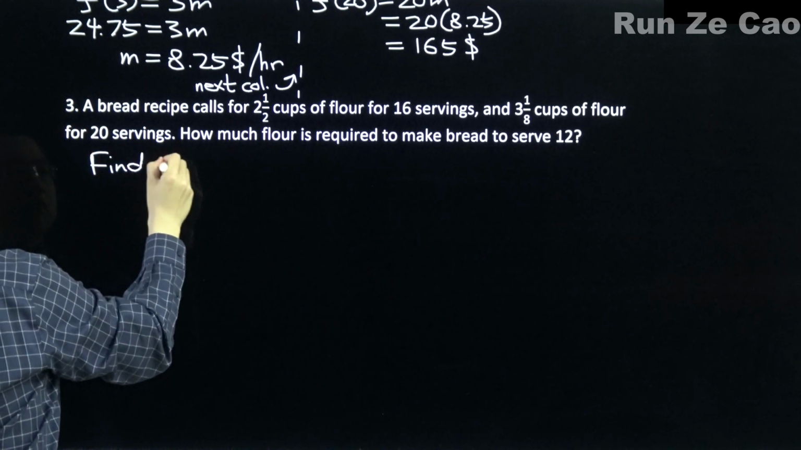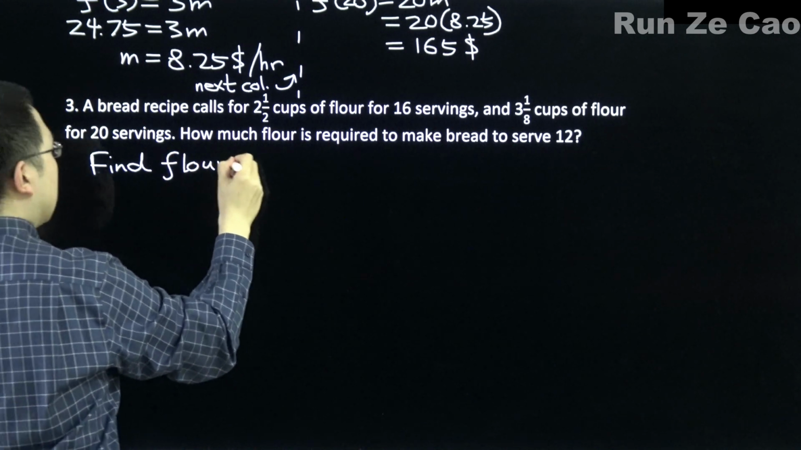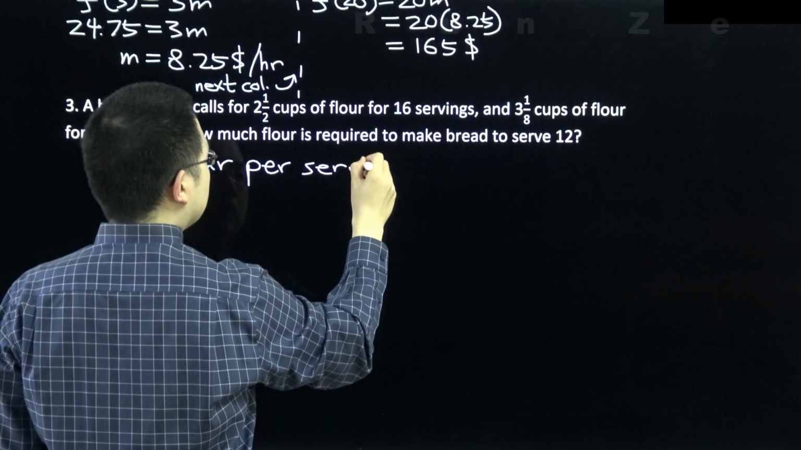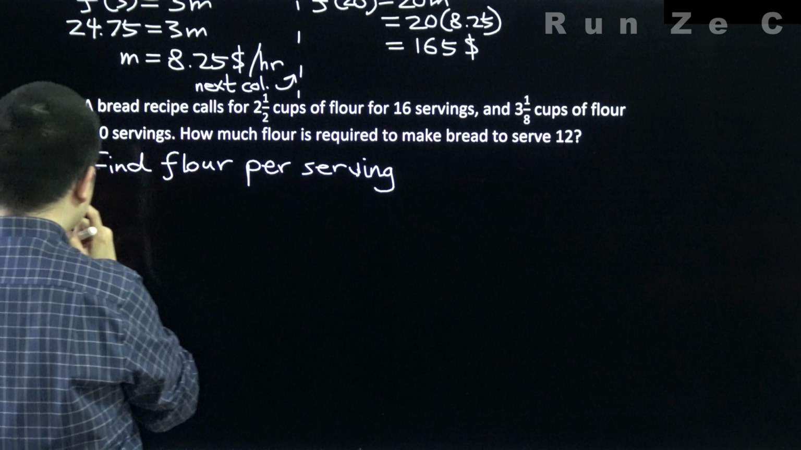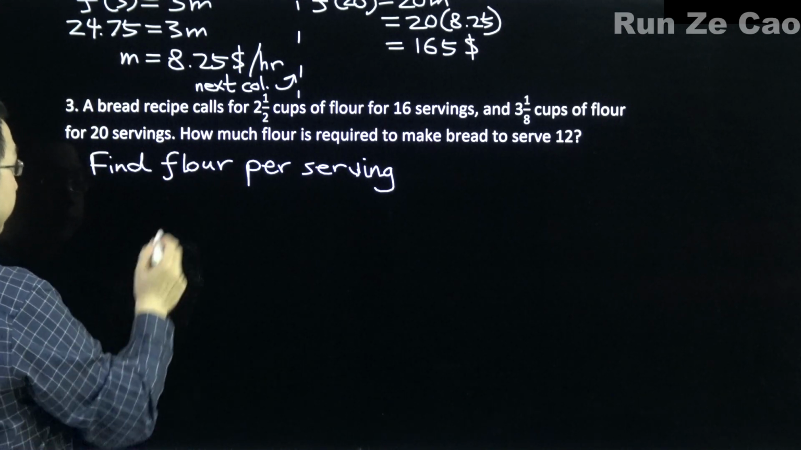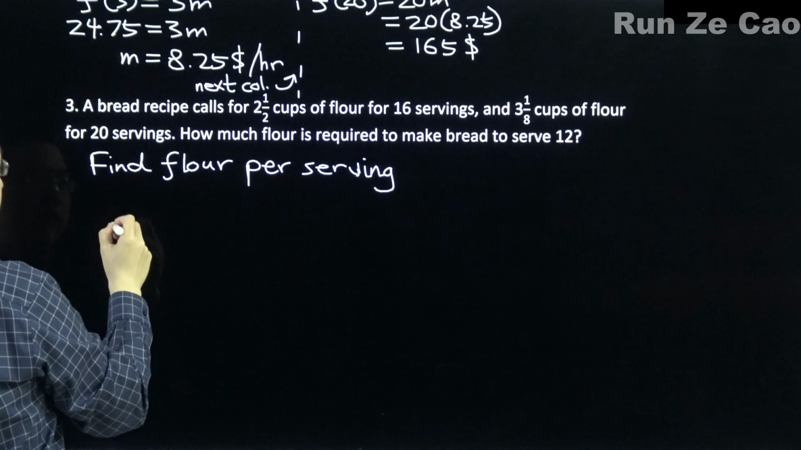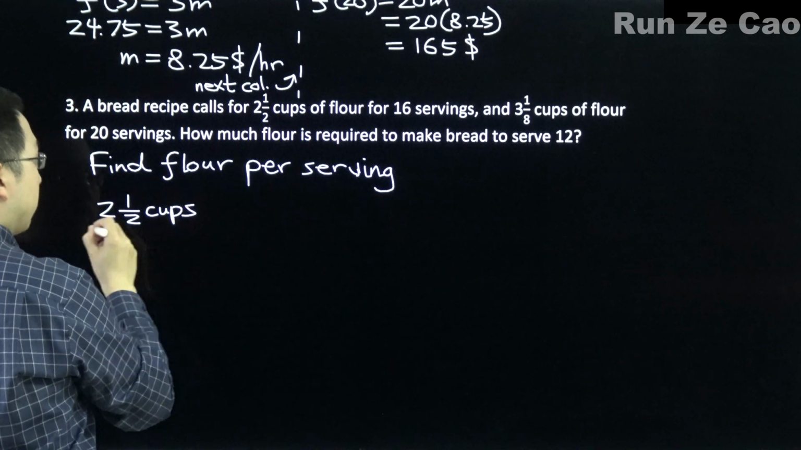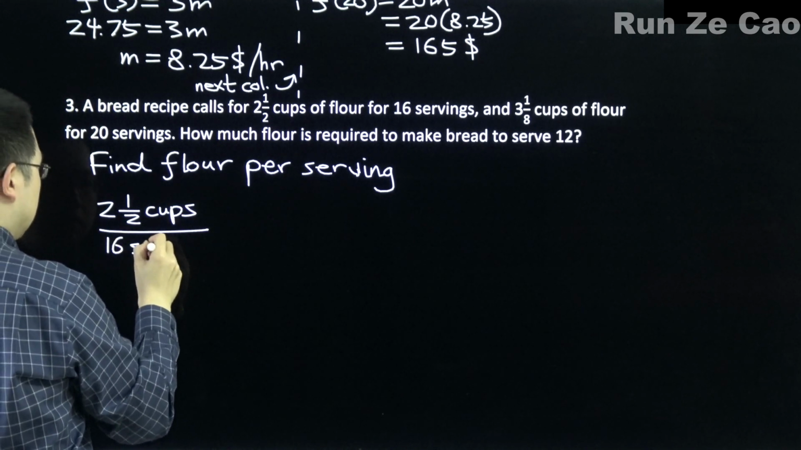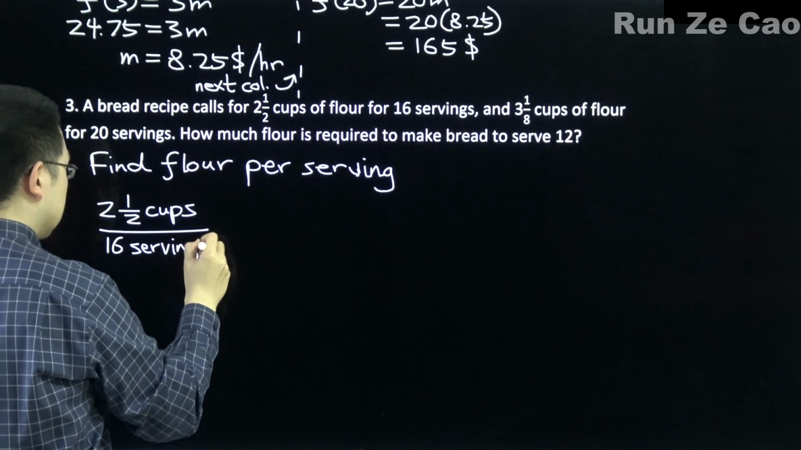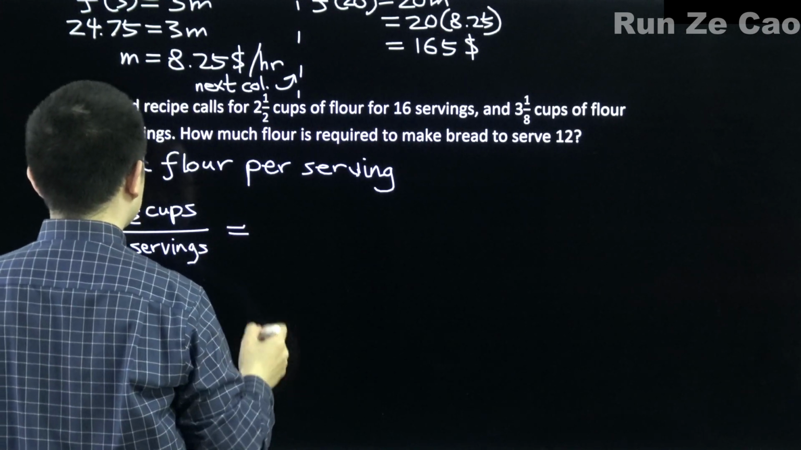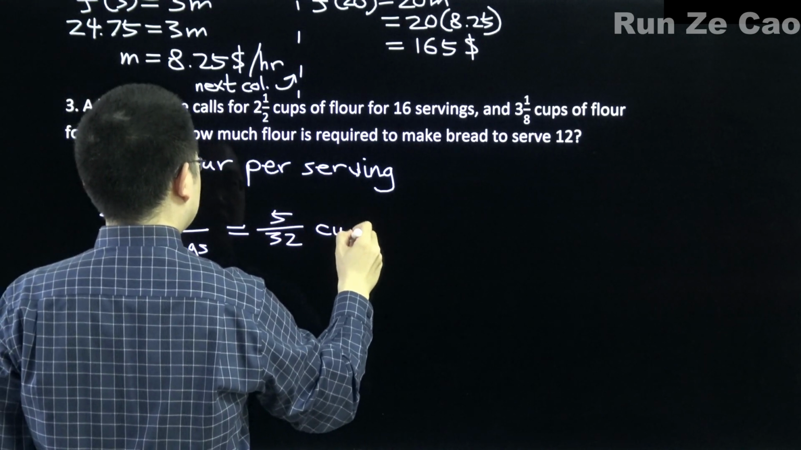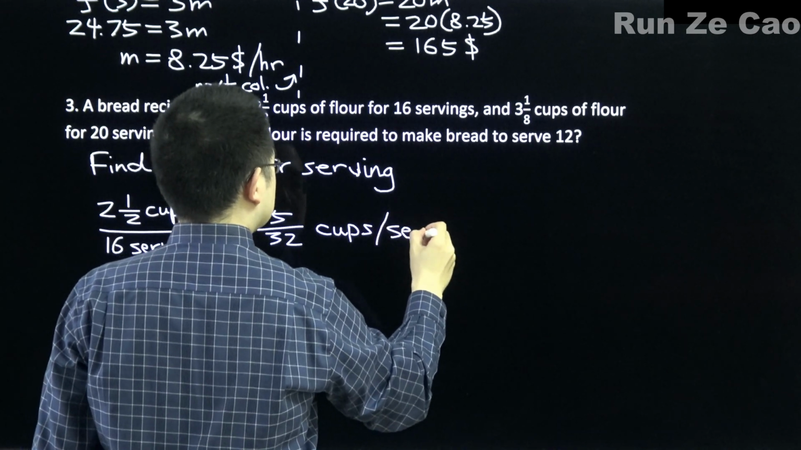Find flour per serving. We would be looking at 2½ cups divided by 16 servings. That leaves us with 5/32 cups per serving.